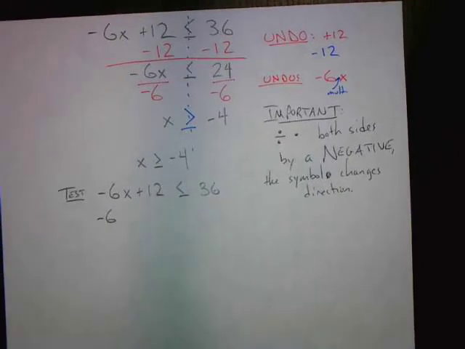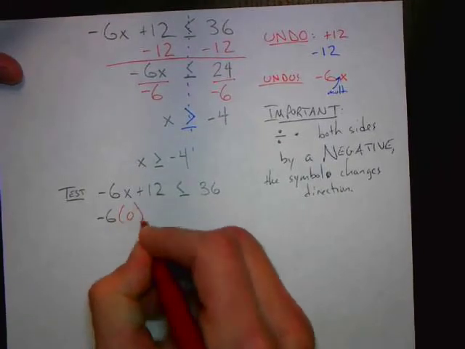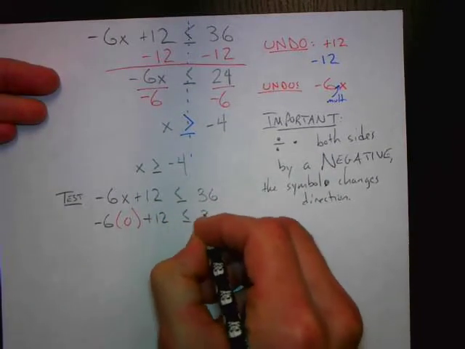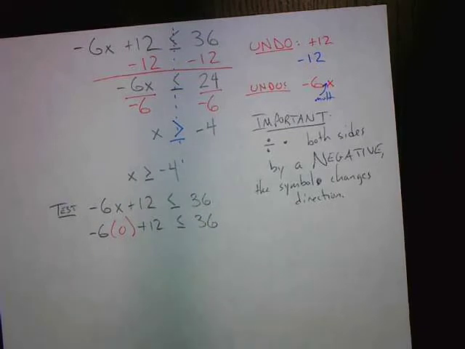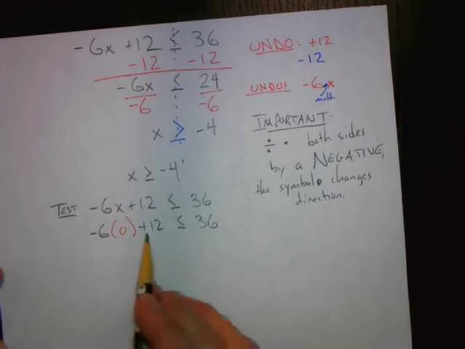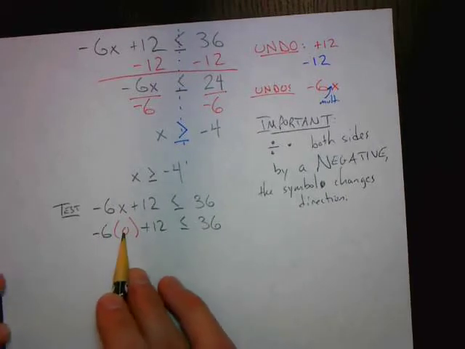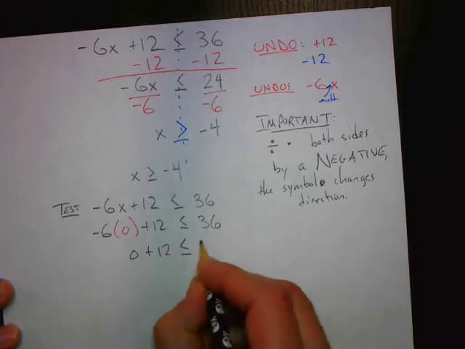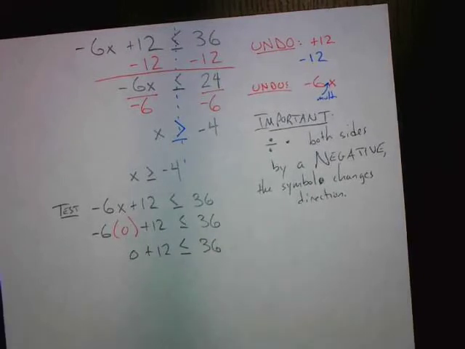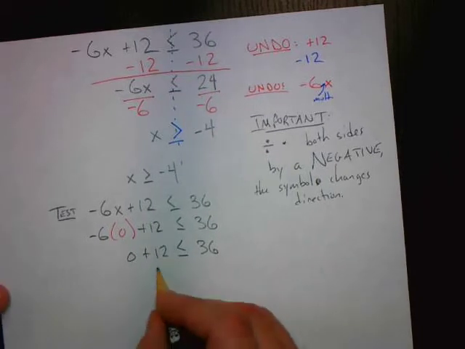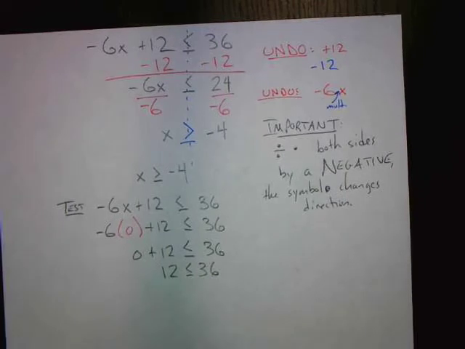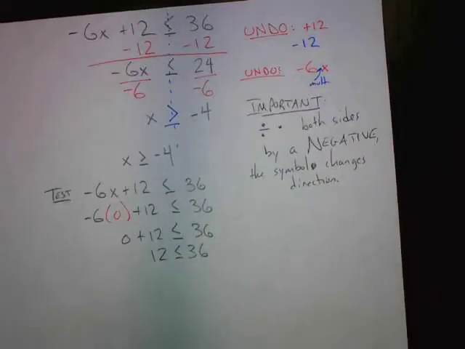And again, I like using 0. 0 is a fun number to work with because it's so easy to work with. And so we plug in 0 for x because 0 is bigger than negative 4. And then we're going to see, do we have a true statement? So negative 6 times 0 is 0. And is 0 plus 12 less than or equal to 36? Well, yes it is, because we have 12 less than 36. Okay, so 12 is totally less than or equal to 36. So this is a true statement, totally true.